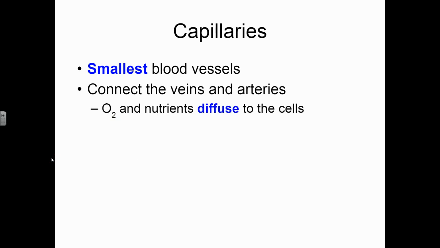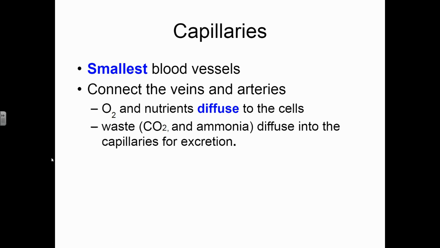Also, through capillaries, oxygen and nutrients will diffuse to cells. So when we say diffuse, that means they're going to move from the blood into our cells. And waste products like carbon dioxide and ammonia will diffuse from the cells into our blood so that we can get rid of those waste products.